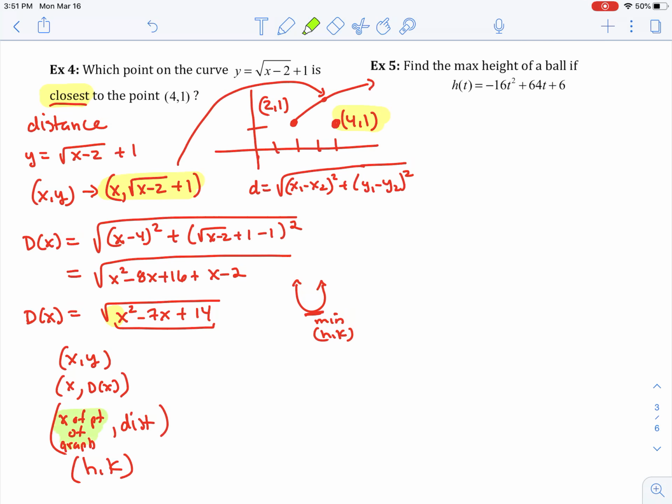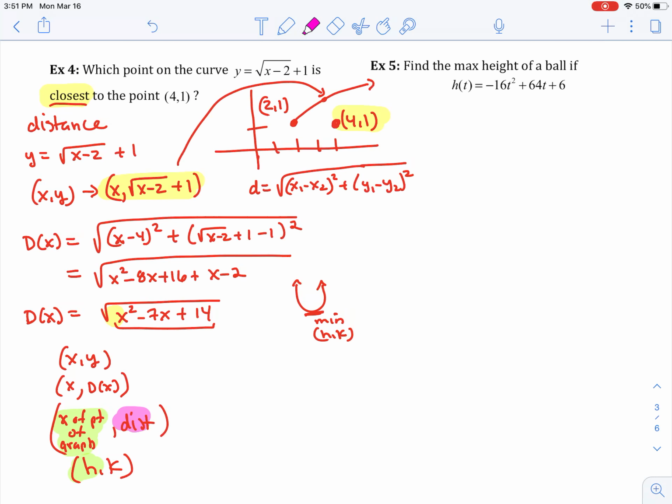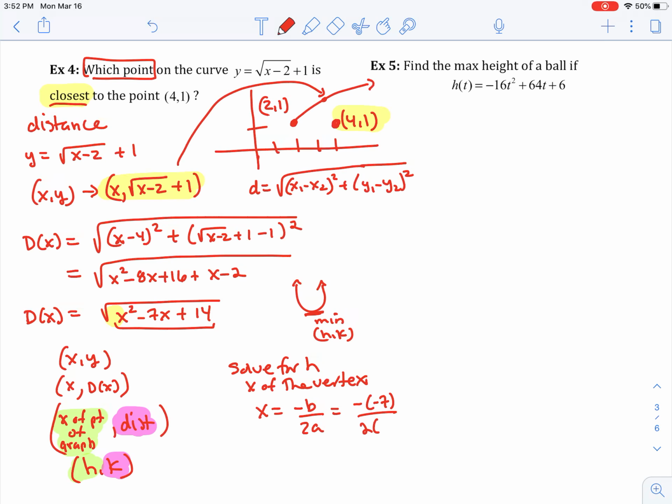So if we want to know something about the point, then we want to be looking at h. If we want to know something about the distance, then we should be looking at k. And our question is asking which point, so that means that we need to solve for h. We need to solve for the x of the vertex. And we know that the x of the vertex is equal to minus b over 2a, or in this particular case, our b is the negative 7, and our a is a positive 1, and we get 7/2.